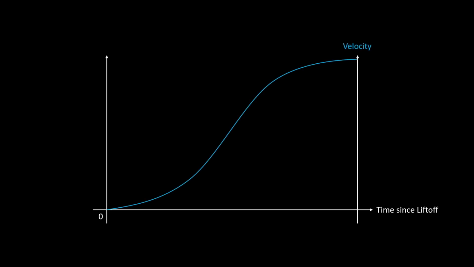Max Q is a specific point during the ascent of a rocket around 1.5 minutes after liftoff, but that varies from vehicle to vehicle. Max Q refers to the moment in which the vehicle experiences the highest aerodynamic loads during ascent. When the vehicle accelerates, it moves faster relative to the air around it. But at the same time, the atmosphere gets thinner, so there's less air around the accelerating vehicle.